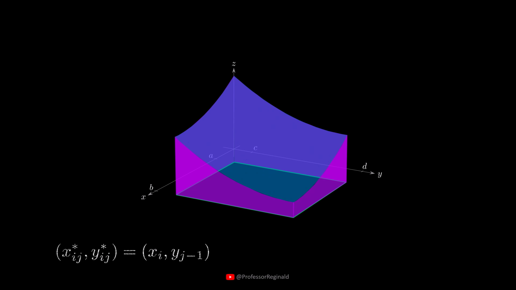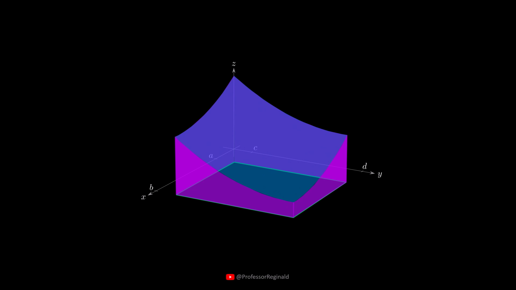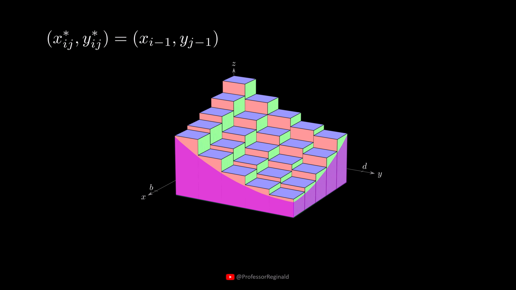When the sample points are in the lower right corner, a rectangular parallelepiped reaches its height when the lower right point of its top side touches the surface. And when the sample points are in the lower left corner, a rectangular parallelepiped reaches its height when the lower left point of its top side touches the surface.